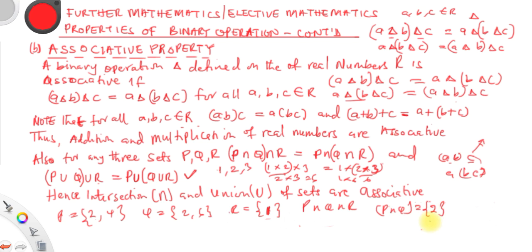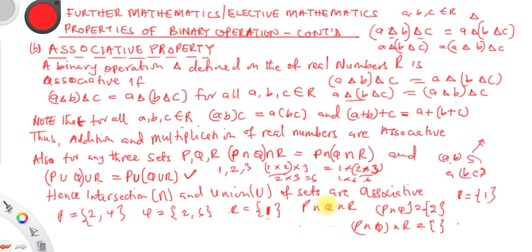And then you combine this answer with the set of what? R. So R is equal to 1. So what will be this, P intersection Q intersection R? What will be the answer? Element common to both. You don't have any, so you get a null set. Have you seen? This is a null set. Yes. So that's what we mean.